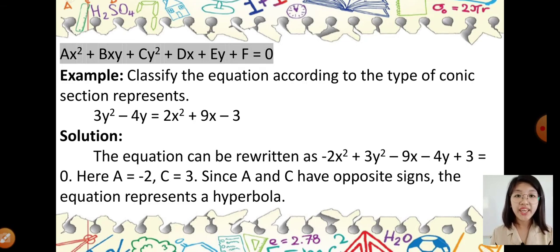So, A is equal to negative 2 kasi ang kasama ng x squared is negative 2. And c is equal to 3 kasi ang kasama ng y squared is 3. And since a and c have opposite signs, bakit? Negative si 2, positive si 3. So, opposite yung sign nila. Now, the equation represents a hyperbola.